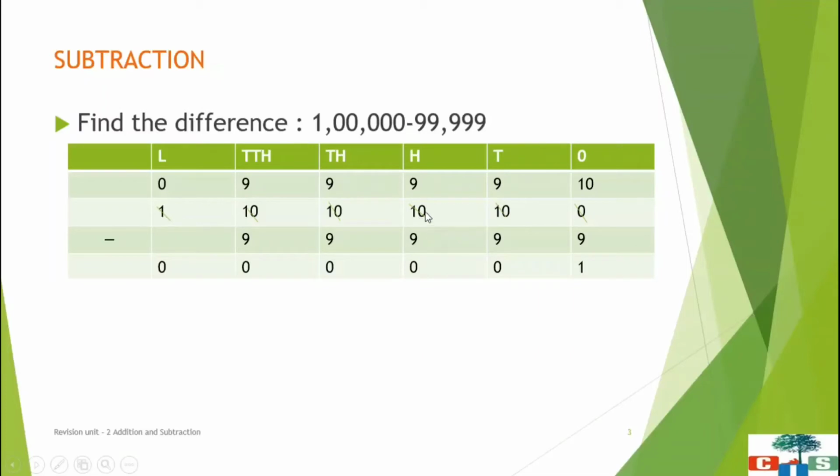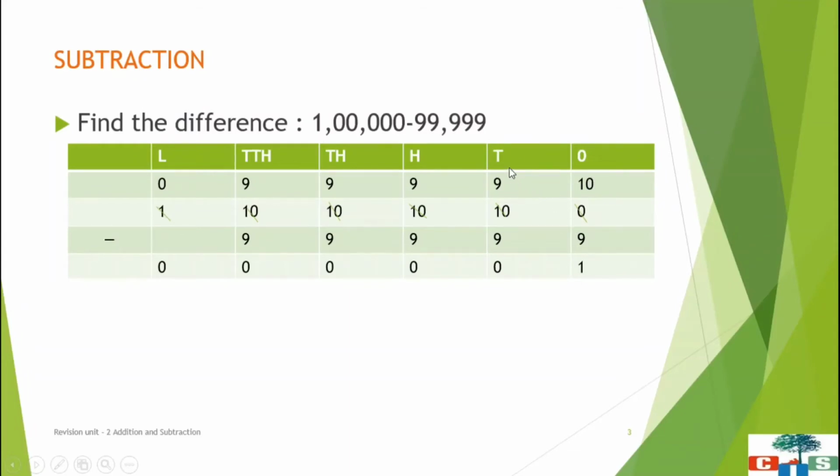Again, we will give 1 to the tens place. So this 10 will become 9 and this 0 will become 10. Now again we will give 1 to the ones place. So this 10 will become 9 and this 0 will become 10. Now we can subtract, that is 10 minus 9. 10 minus 9 is 1.